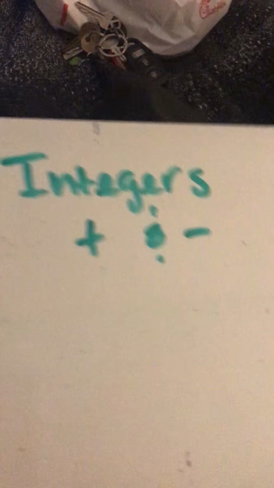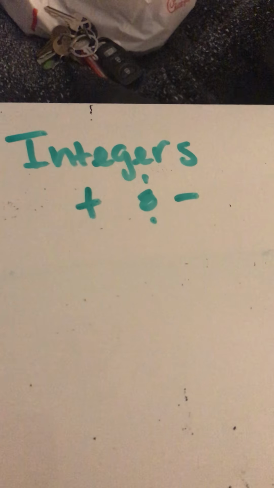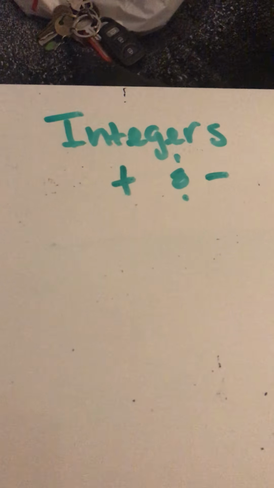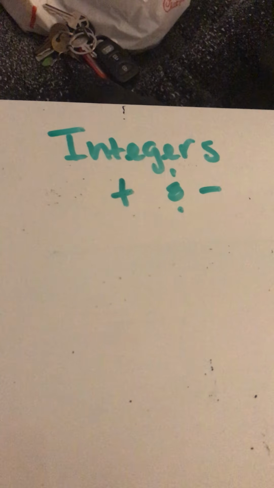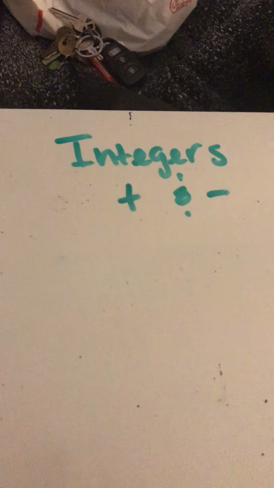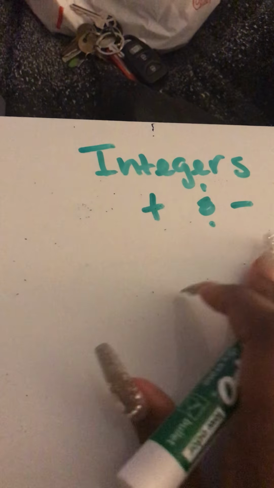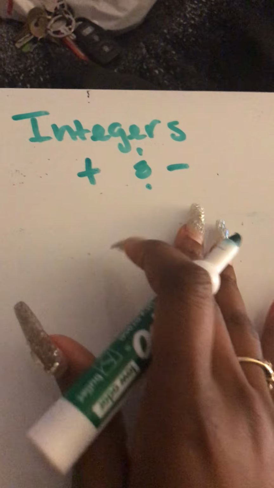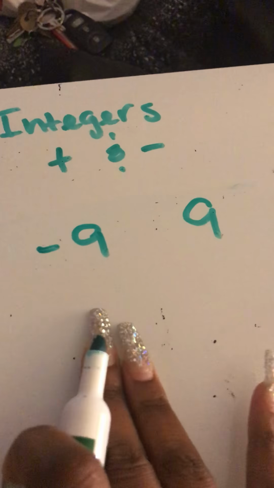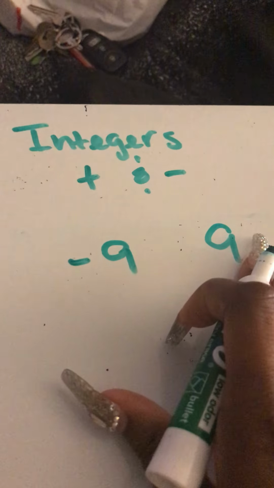So basically, I wanted to make a video going over integers and adding them because I know we've been out of the classroom for a while, and some of us are like, I don't even remember the rules anymore. So let's start. Integers are positive and negative numbers, right? Like a -9 and a +9, those are considered integers because it's negative and it's positive. So, okay, integers.